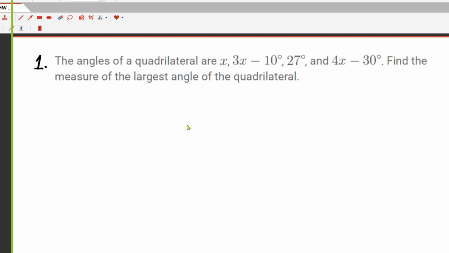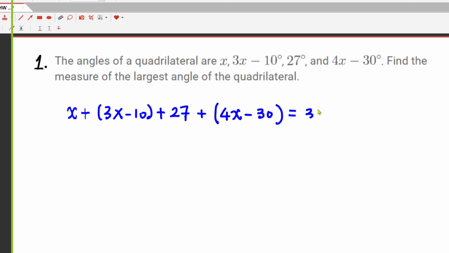Okay, first question. The angles of a quadrilateral are x, 3x minus 10 degrees, 27 degrees, and 4x minus 30 degrees. Find the measure of the largest angle of the quadrilateral. So we know the sum of all the angles in a quadrilateral is 360 degrees, right? Therefore, we know x plus 3x minus 10, then plus 27, and plus 4x minus 30 should equal 360, right? This is a property of any quadrilateral.